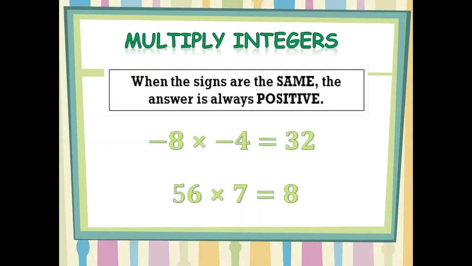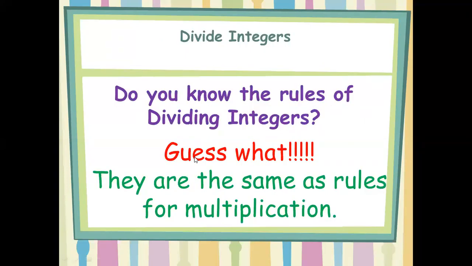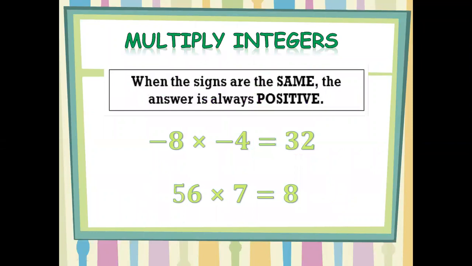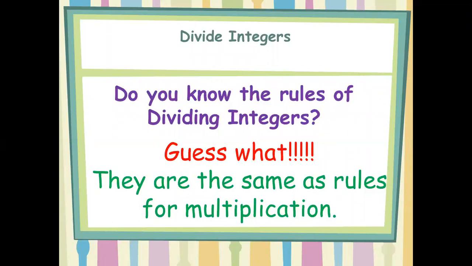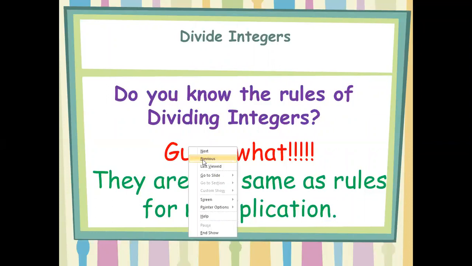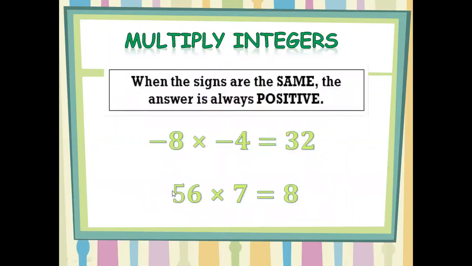So here you can see that negative 8 multiplied by negative 4 will give you a positive 32. But you know by now that we do not write the positive sign in front of any number. So we just write the number as it is. So negative 8 multiplied by negative 4 will give you 32. The same rule applies when you are multiplying two positive numbers as well.